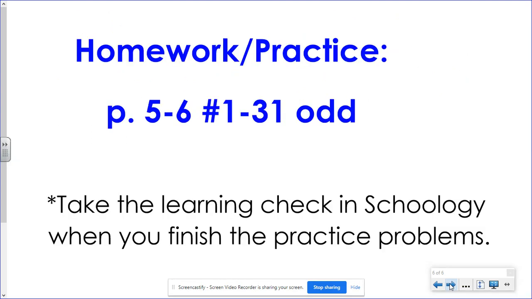Today's homework is, again, from that little book that's going to be in Schoology, and I'll have the pages in your folder for today. So on pages 5 and 6, it's 1 through 31 on. A lot of distribution, a lot of combining like terms. When we get an assignment like this that's starting to seem a little bit longer, this is going to be 16 problems, they should go pretty quickly.